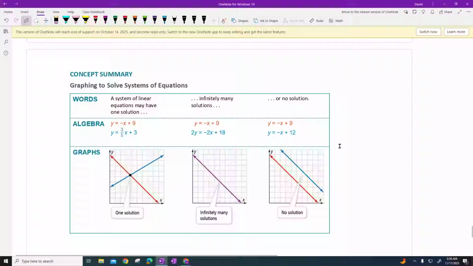Okay, so big takeaway today is the system has one solution if the slopes are different and the y-intercepts are different. Over here, I would continue to get that into slope-intercept form by dividing by 2. And then I'd have y equals minus x plus 9, where my slopes are the same, and my y-intercepts are the same.